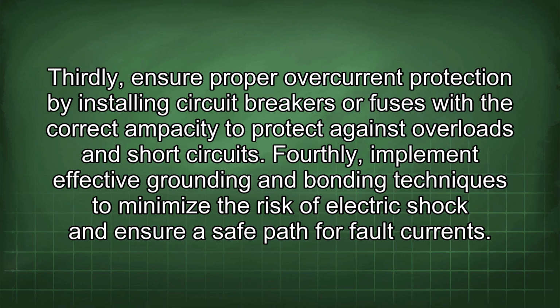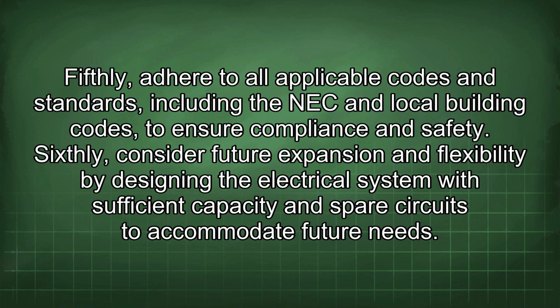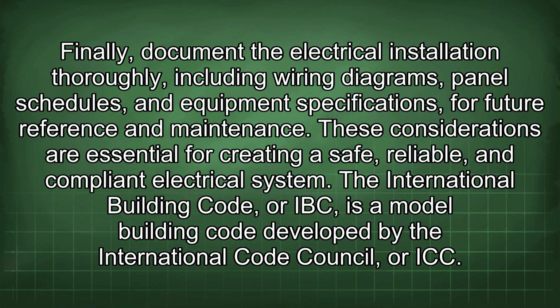Fourthly, implement effective grounding and bonding techniques to minimize the risk of electric shock and ensure a safe path for fault currents. Fifthly, adhere to all applicable codes and standards, including the NEC and local building codes, to ensure compliance and safety. Sixthly, consider future expansion and flexibility by designing the electrical system with sufficient capacity and spare circuits to accommodate future needs. Finally, document the electrical installation thoroughly, including wiring diagrams, panel schedules, and equipment specifications for future reference and maintenance. These considerations are essential for creating a safe, reliable, and compliant electrical system.